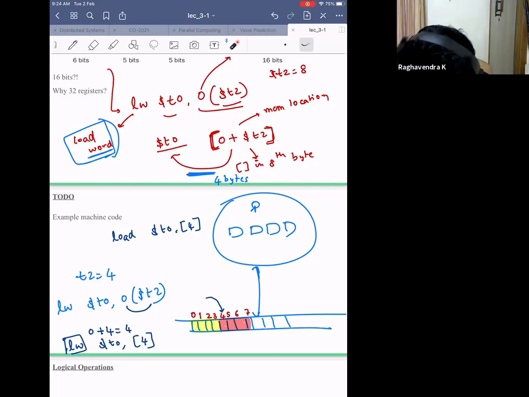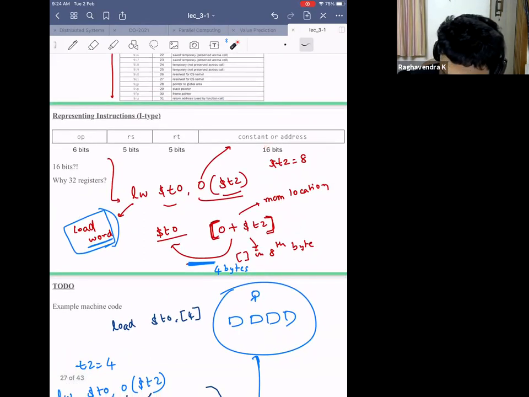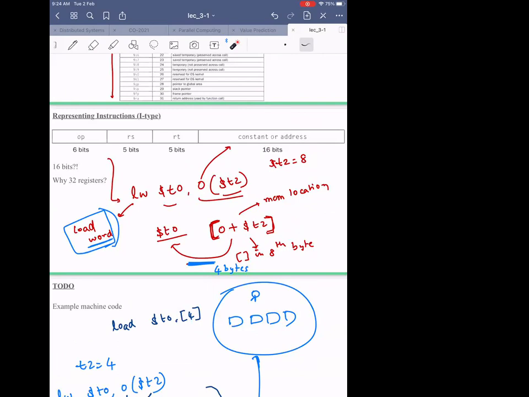So you're just loading a particular word into this. So that's why I'm calling it load word. Okay, so now I know that this is, how many bits is this value? Can you see here and tell me? 16 bits. 16 bits, right?